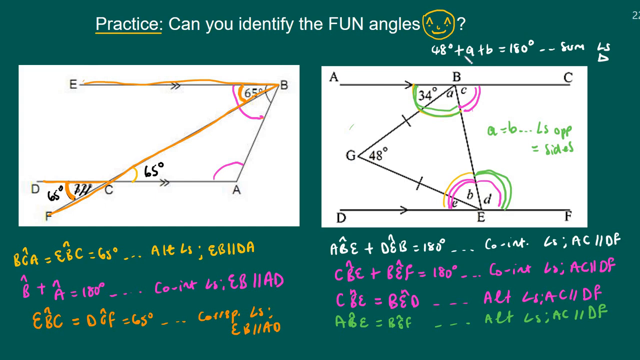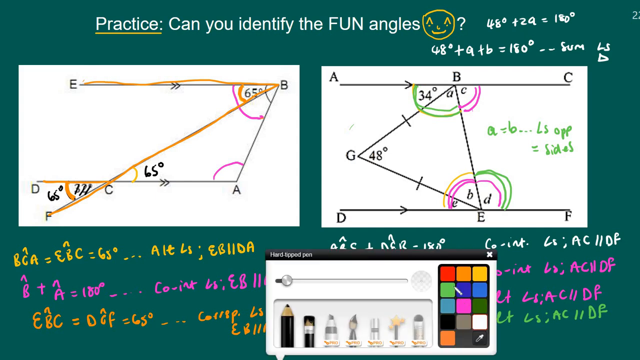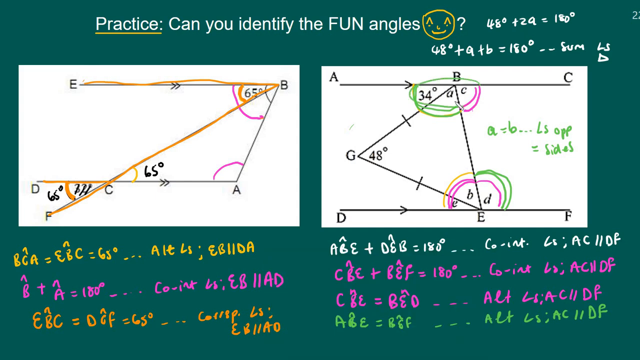You are more than welcome to write that as 48 degrees plus 2A, because B is still A. So you could write that as 2A is equal to 180 degrees minus 48 degrees. Then you could solve for A. After getting A, you now have your B. After having B, you can get C. How? Because those are angles on a straight line.